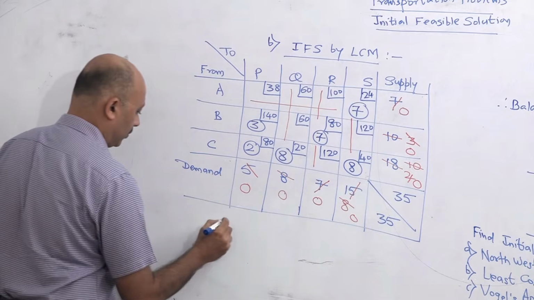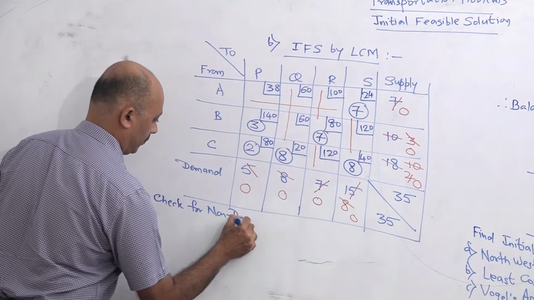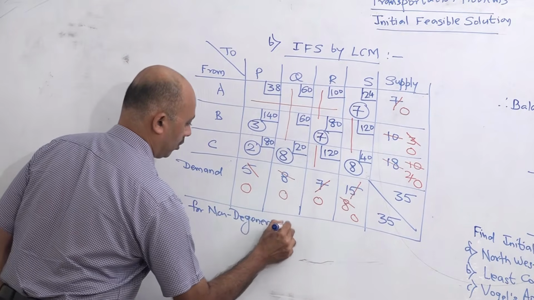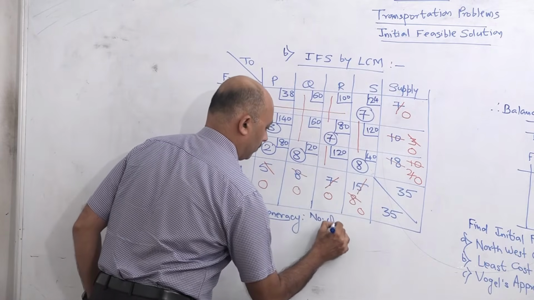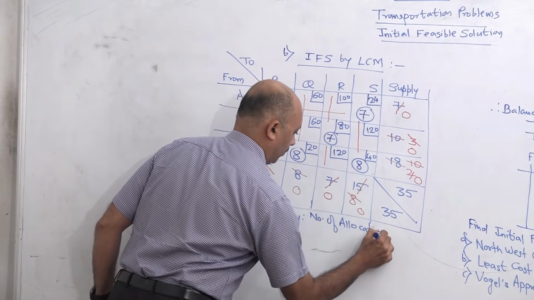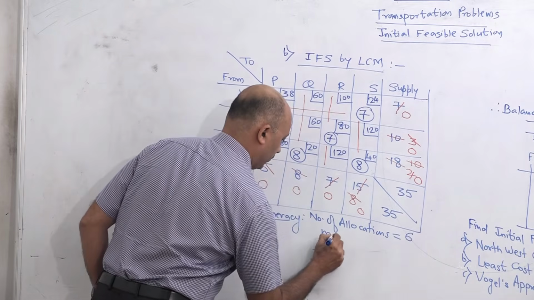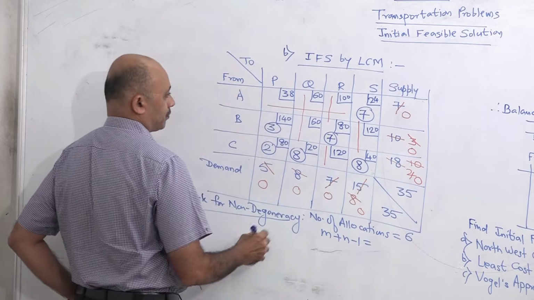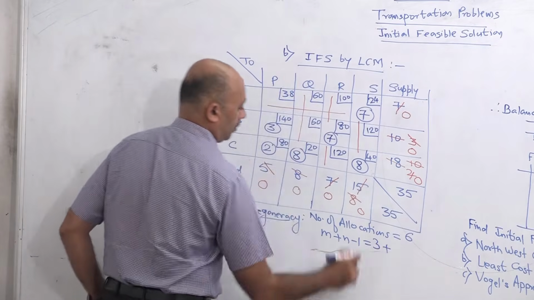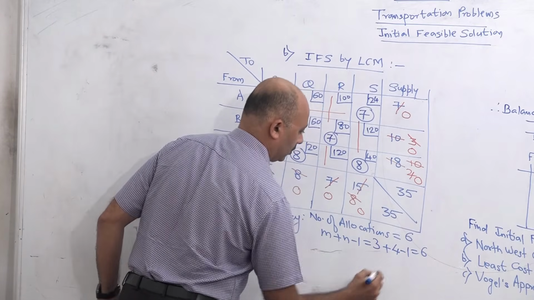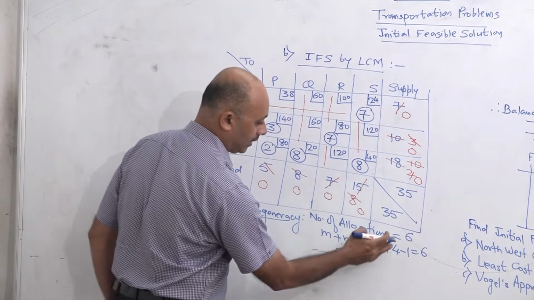Now again, we will just have a check for non-degeneracy. Check for non-degeneracy you should perform after every solution. Number of allocations: 1, 2, 3, 4, 5, 6. We have 6 allocations. m plus n minus 1. m is the number of rows, 3 rows. n is the number of columns, 4 columns. Minus 1, 6. So the number of allocations is 6, and m plus n minus 1 is 6. They are equal, so it is okay.